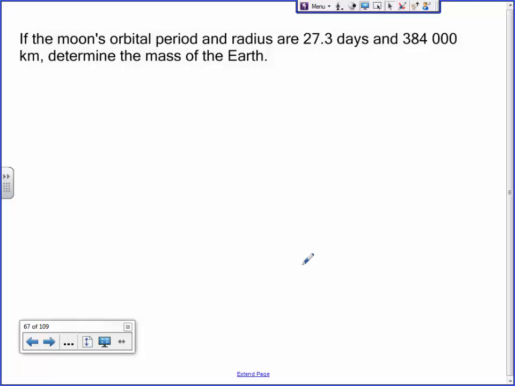How in the world are we going to get a mass out of this? Because if we use the formula we just used, velocity is 2 pi r over T, I have r and T. Sure, that's awesome, right? But that doesn't give me mass. So again, this is kind of like the last unit. One of your biggest struggles will be asking me, Chris, what formula do I use? Here is another example where you have to put together your own formula.